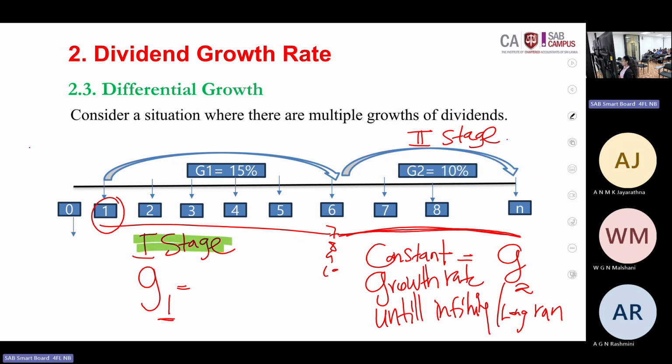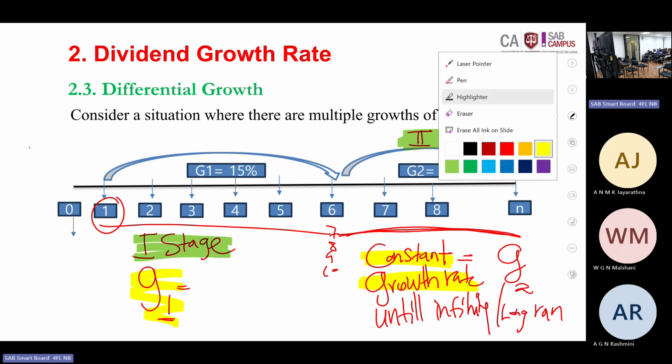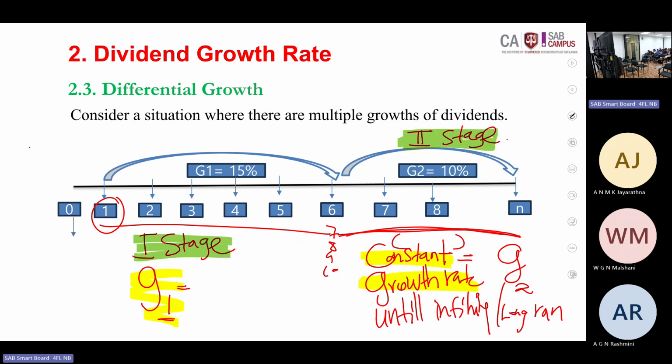First stage and then second stage. In the first stage, we consider dividends growing at a particular growth rate, and in the second stage, we consider dividends growing at a constant rate. That is what we lectured in 2.1, it should be 2.2. Are you clear on this process? Right. Then with that basic knowledge, we'll identify the way of calculating the price of this particular share.